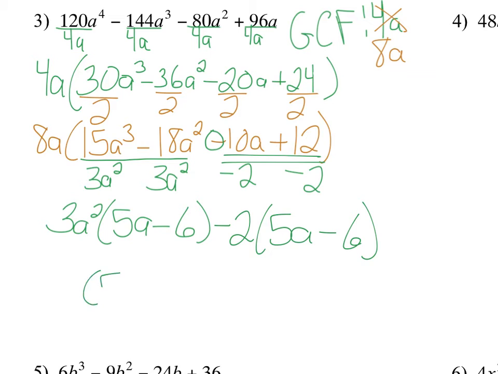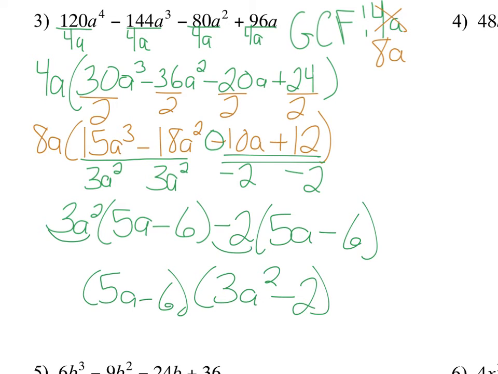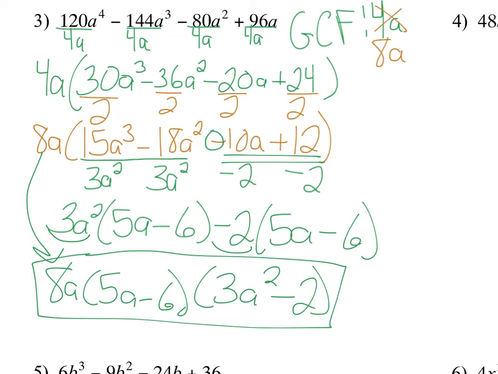So I have a factor of 5A minus 6. I have a factor of 3A squared minus 2, which is from here, 3A squared minus 2. And then I can't forget about that 8A. That's also one of my factors. Okay? So, kind of cool.